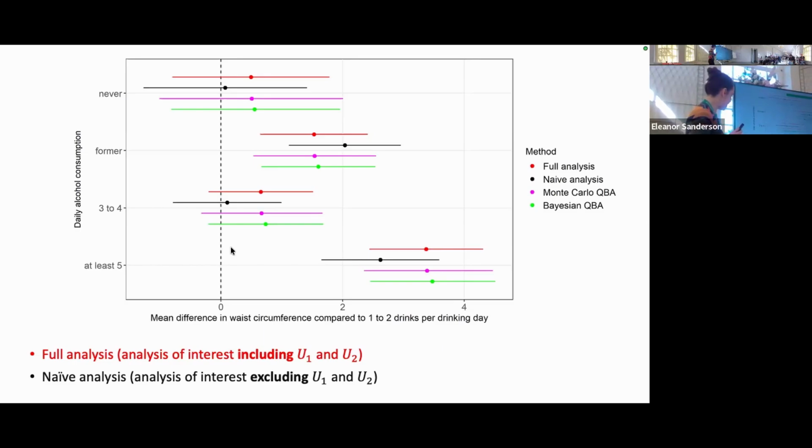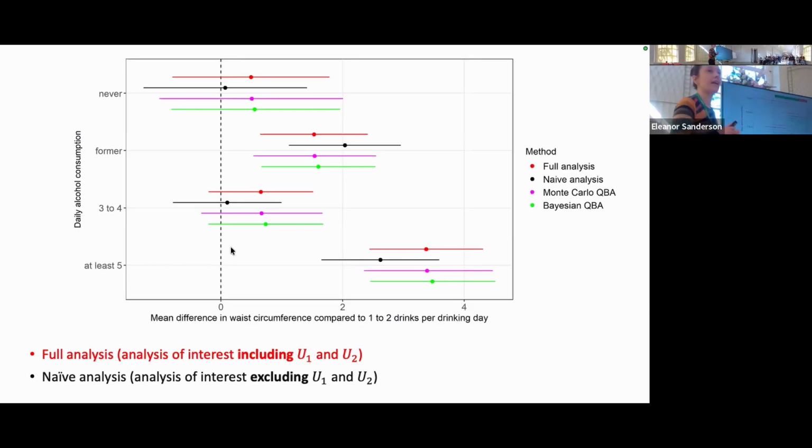The results in red are those belonging to the full analysis. This is where we were able to adjust for the measured confounders and the measured versions of U1 and U2. And the one in black is the naive analysis where we only adjusted for the measured confounders. And you can see that although there's a lot of overlap, so they're quite wide confidence intervals, there is a bit of shifting here when you only adjust for the measured confounders.